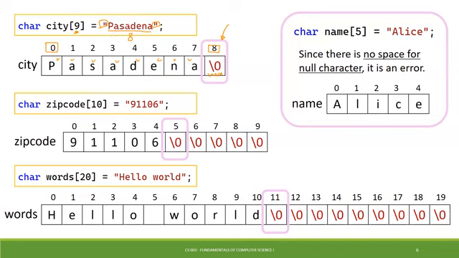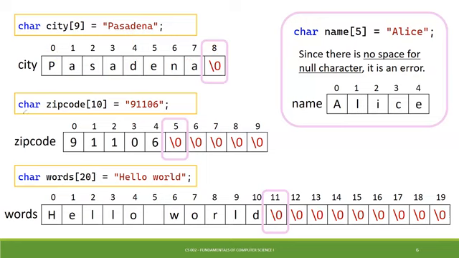So see, Pasadena has 8 letters. However, if you have 8 here, then there is no space for the null, right? Then you will be in trouble. You will understand what this means. So at first you should know, you should have one more space when you create a C string to save the null character.